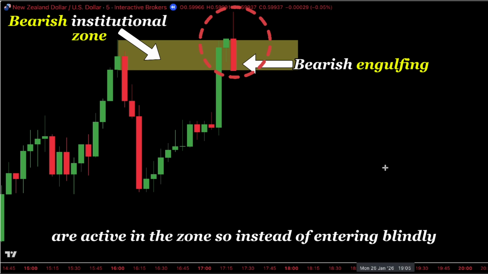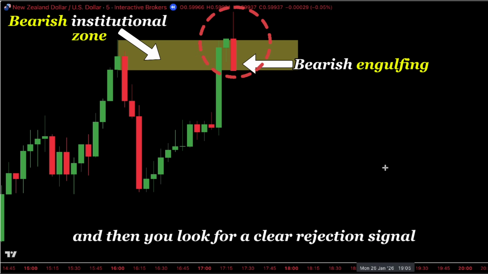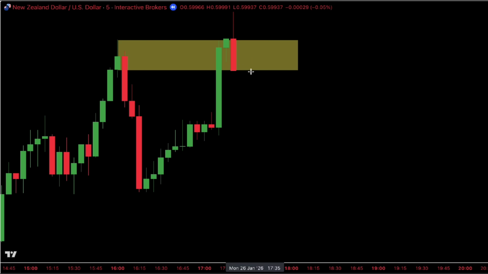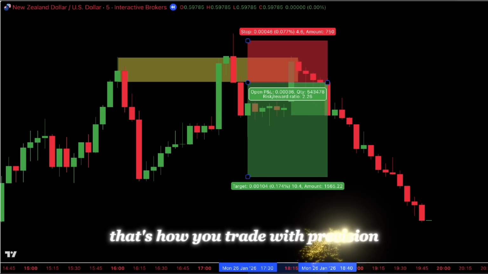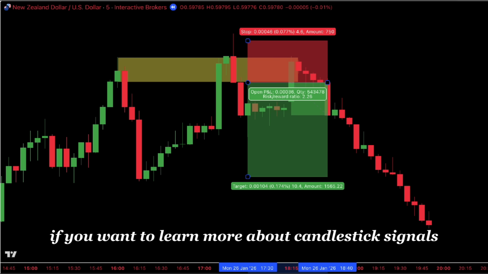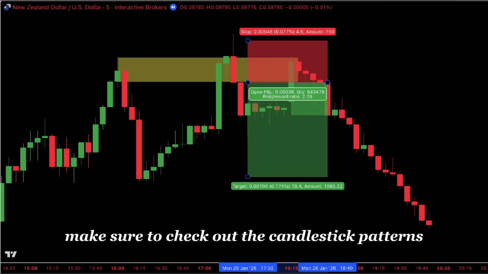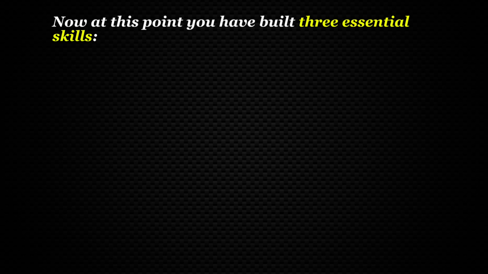So instead of entering blindly, you wait for price to return to the zone, and then you look for a clear rejection signal. That's how you trade with precision, not emotion. If you want to learn more about candlestick signals, make sure to check out the candlestick patterns lesson in this playlist. Now, at this point, you have built 3 essential skills.